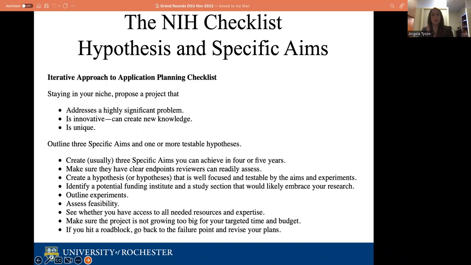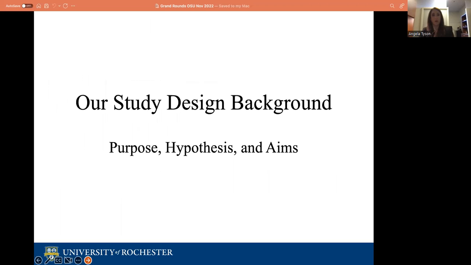The NIH has a lot of very, very helpful things on their website when you're going through how to design this process. So you get your idea, you did your literature search, you formed your hypothesis, you formed your specific aims, and now you have to figure out how you're going to design this and actually do this. So, any questions up to this point?